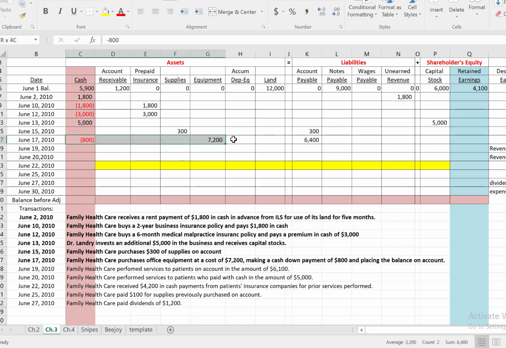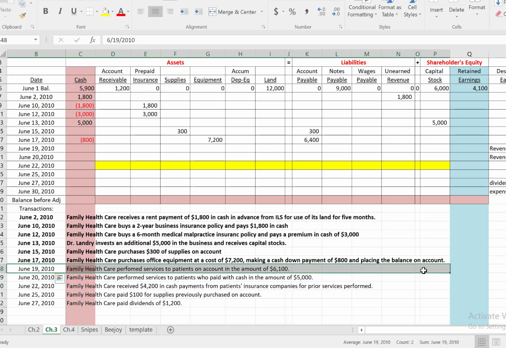So again, you notice this transaction right here is we bought equipment for $7,200. We paid an $800 deposit, and the remainder is on account. When we're buying, on account implies that we have an accounts payable. Let's look at the next transaction.